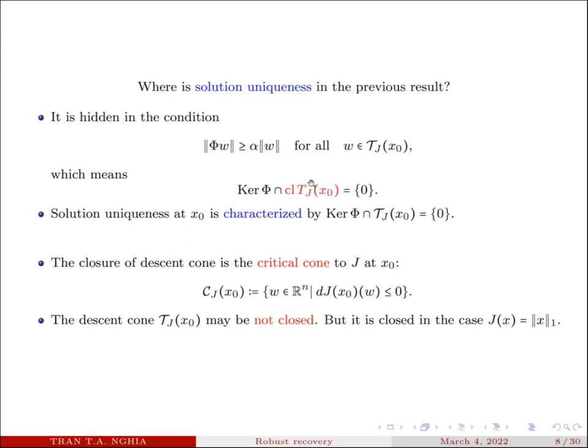But I also want to make an observation right here. What is the closure of the descent cone? The closure of the descent cone is the critical cone in optimization. And this critical cone is defined this way. DJ right here is just the subderivative, or in the case of convex optimization, the directional derivative of J. And when it is smaller than or equal to 0, we have the critical cone.